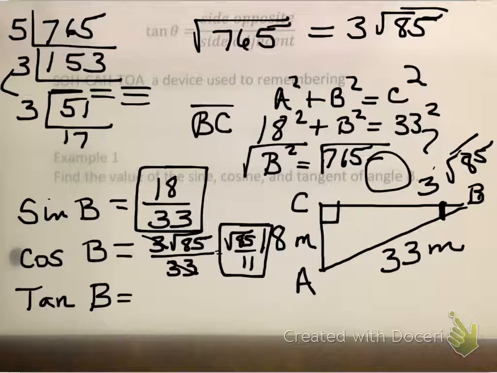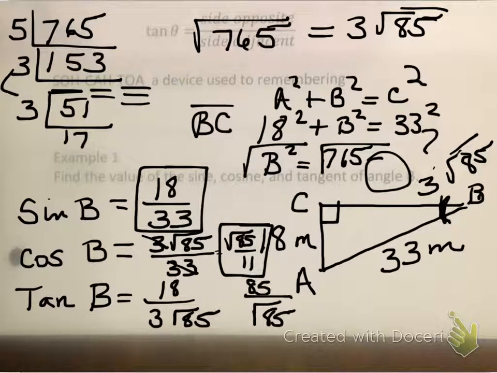And then tangent of B is going to be from B. Remember, tangent is opposite over adjacent. So opposite is 18 over adjacent, which is 3 rad 85. Now you need to remember that rads in the denominator is bad news, and we need to get rid of that. So we're going to do rad 85 over rad 85 to get rid of the rad.